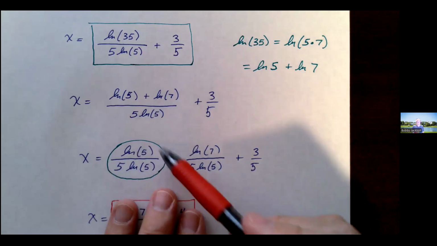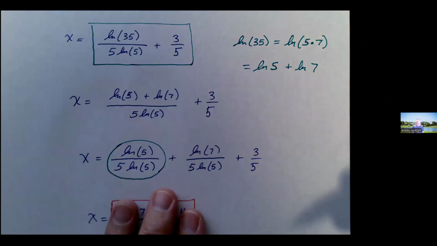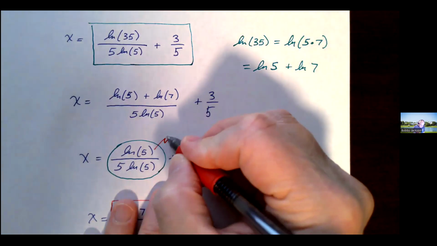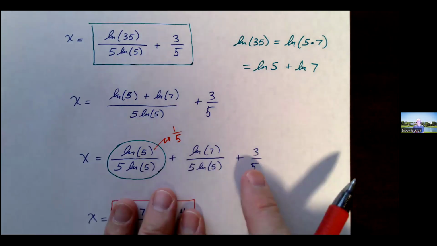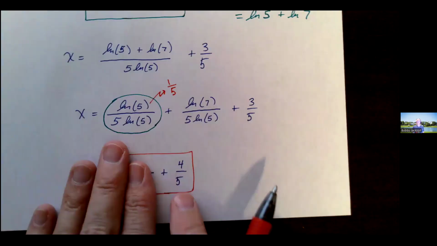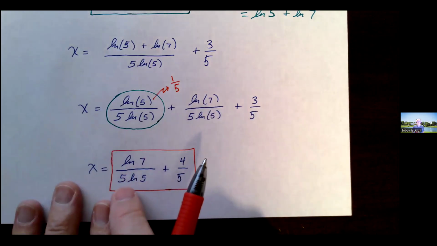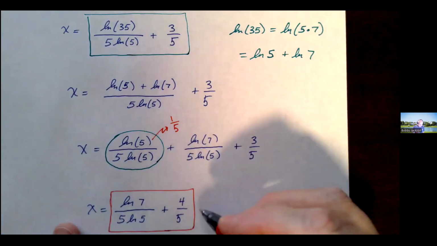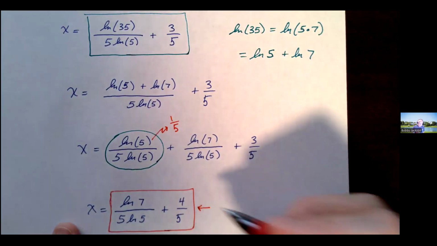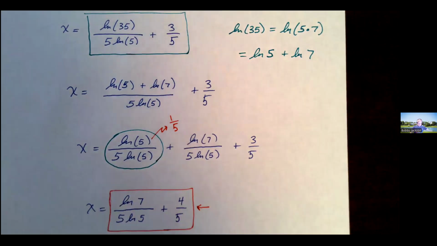And the point is this can be simplified, right? Natural log of 5 divided by natural log of 5 is 1. And so this whole fraction here is 1/5. And so this simplifies. 1/5 plus 3/5 is 4/5. And then we still have this thing, which I'll write now, natural log of 7 divided by 5 times the natural log of 5. So this is a little bit more compact form for the exact answer. Now you can approximate this in this problem. This is what they want. They want the exact answer.